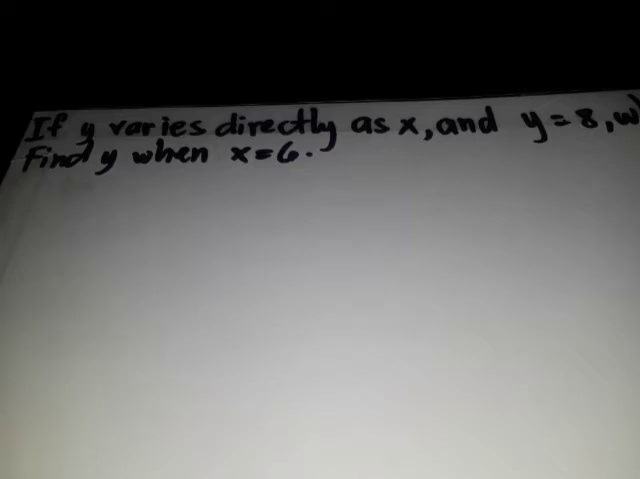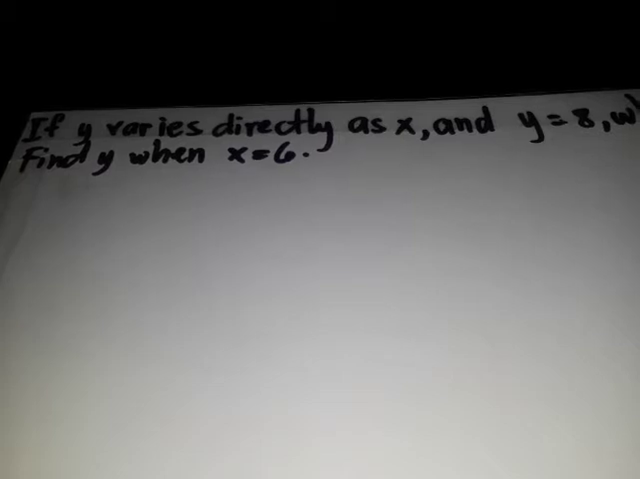variation. So we have four kinds of variation. First, we have the direct or proportional variation. Second, we have the indirect or inverse variation. Third, we have the joint variation. And the fourth one, we have the combined variation. So we're going to discuss those as we go on with some word problem here related to variation.